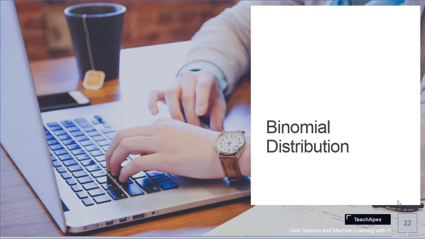The binomial is a type of distribution that has two possible outcomes. The prefix bi means two or twice. So let's move on to another slide.